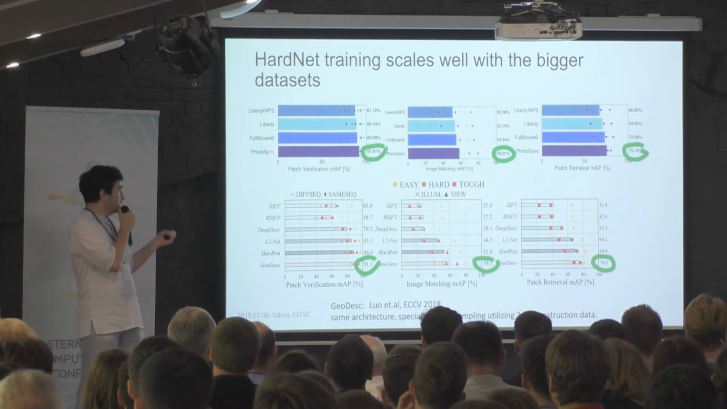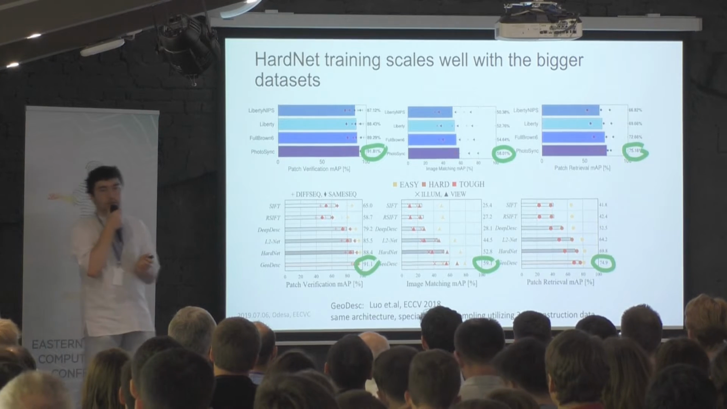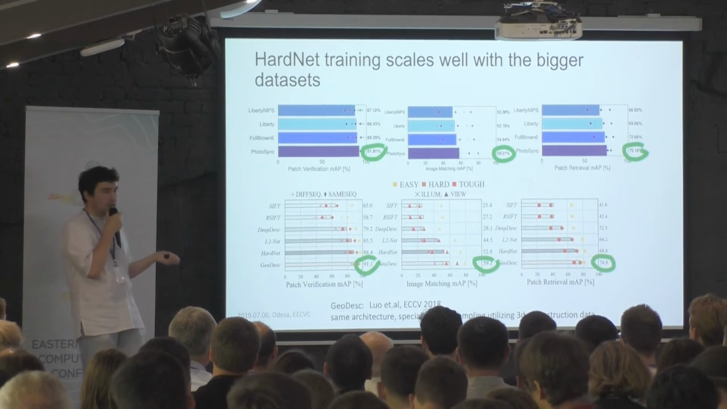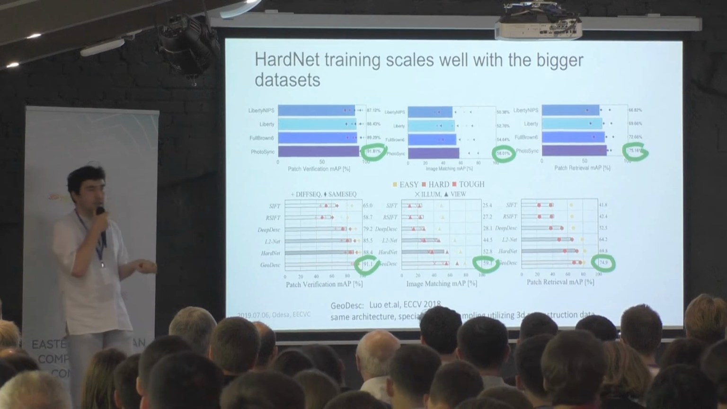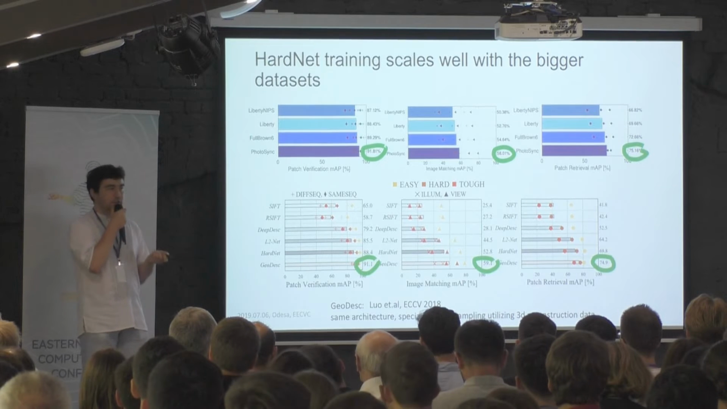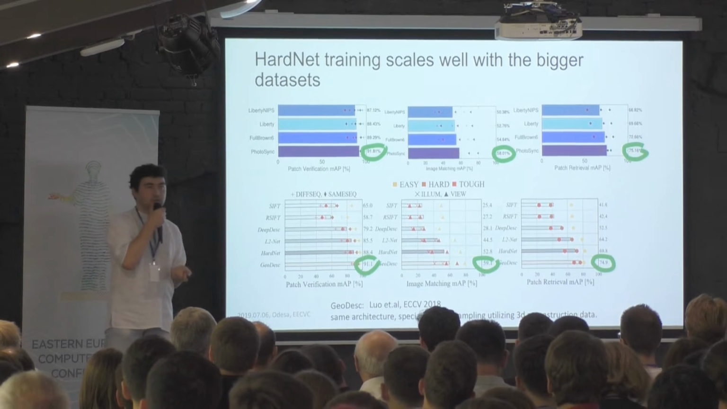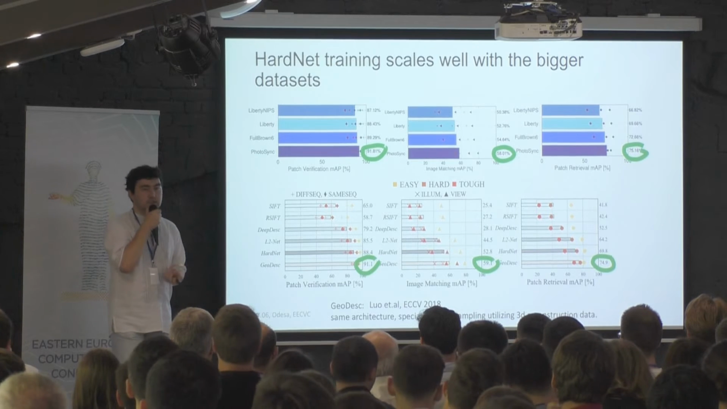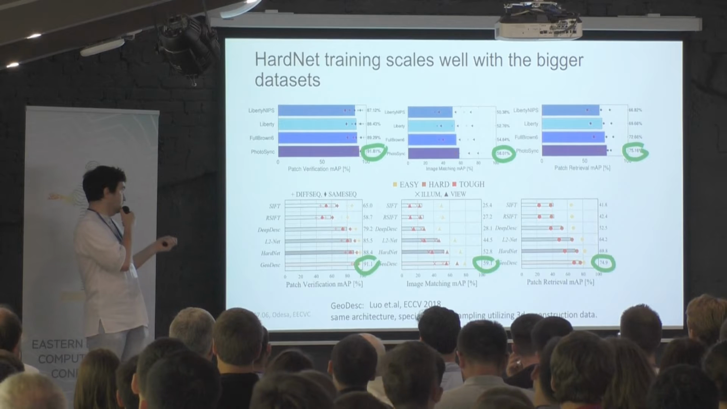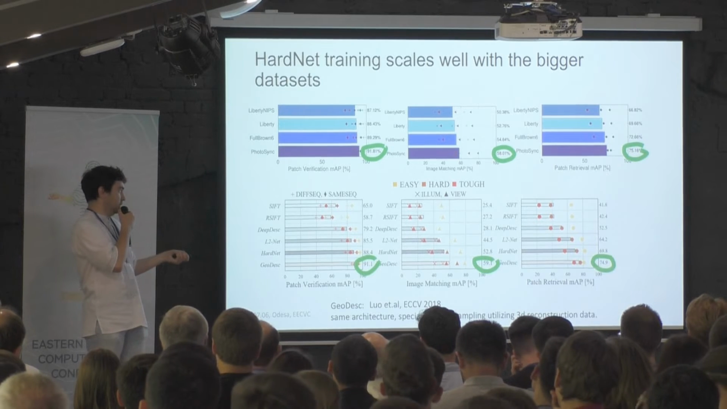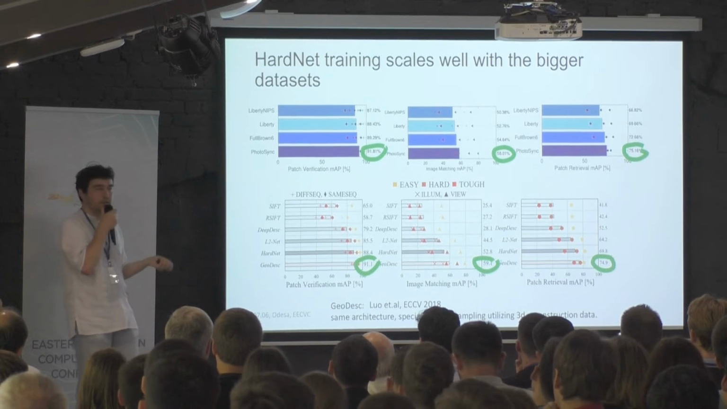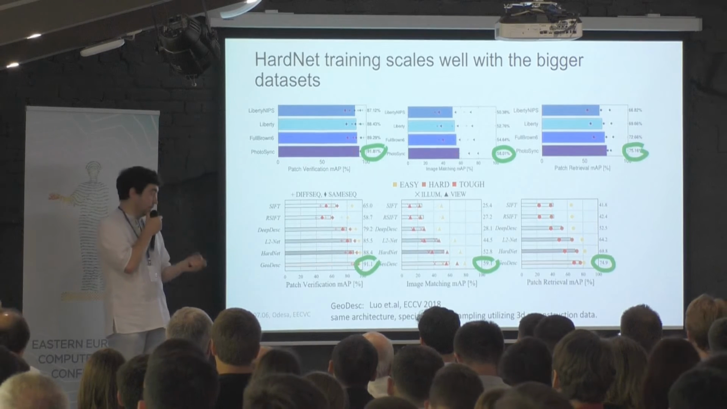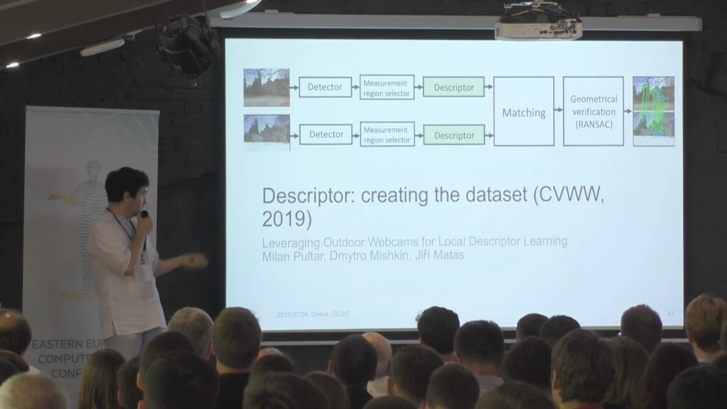Indian guys gathered a huge dataset called PhotoScenes and trained HardNet on it. And they have some numbers. Other guys from Singapore gathered another huge dataset. They designed a new sampling method and complicated loss functions. And if you just compare, it's actually almost the same. So vanilla HardNet scales with more data quite nicely.